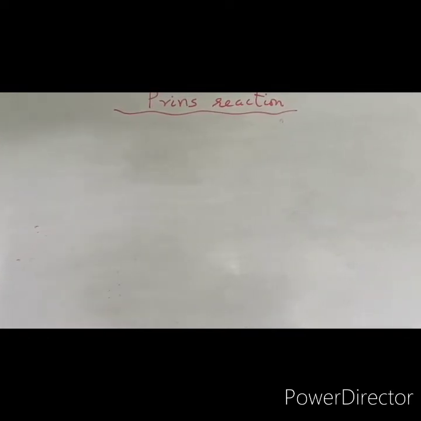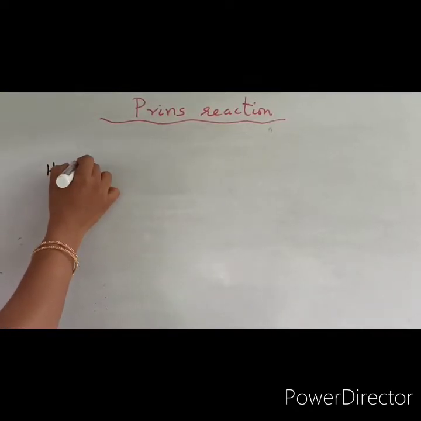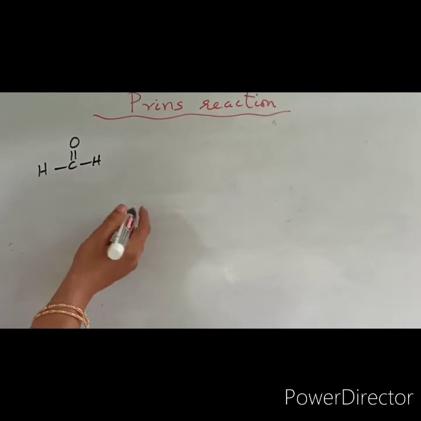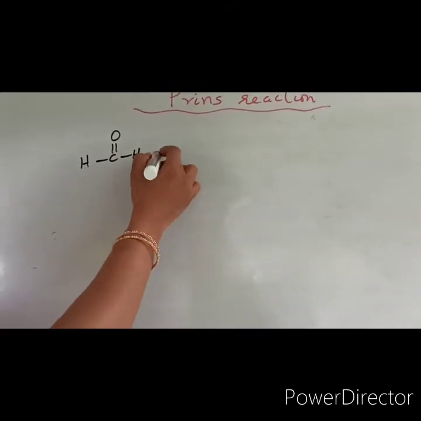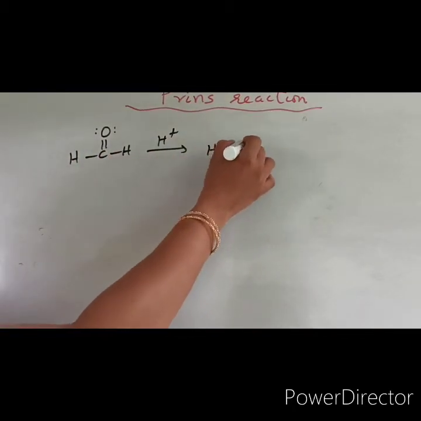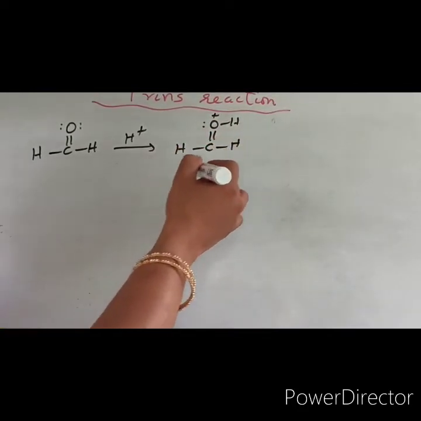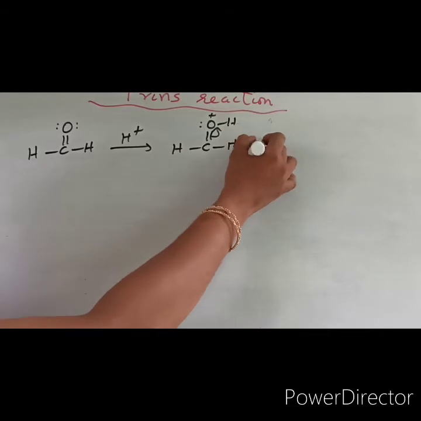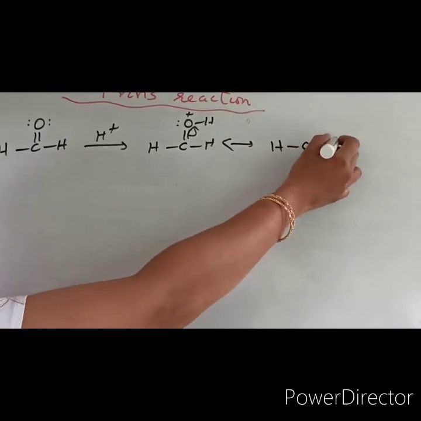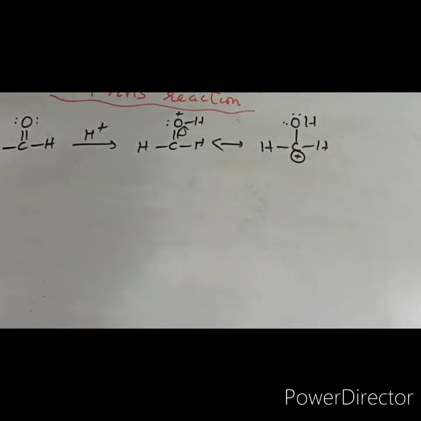Let me write the mechanism. First, the alkene will be reacting with the formaldehyde in the presence of acid. If you are adding acid to formaldehyde, you know this will be protonated. So, double bond, H, one lone pair is lost in this manner. So, you can write the resonance structure, H-CH-OH. Here this carbon will be getting a positive charge. Now this will be reacting with our alkene.